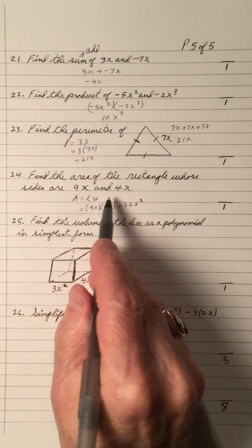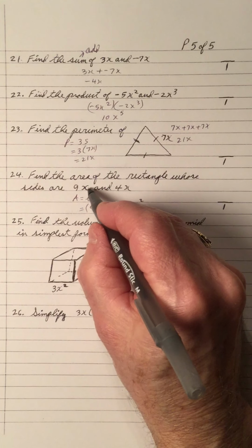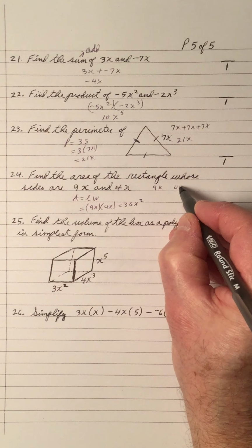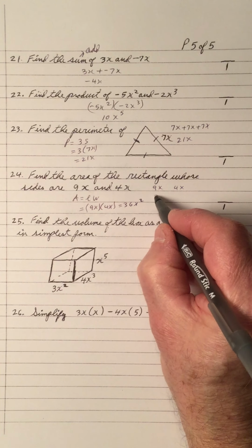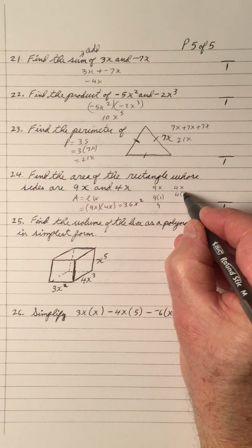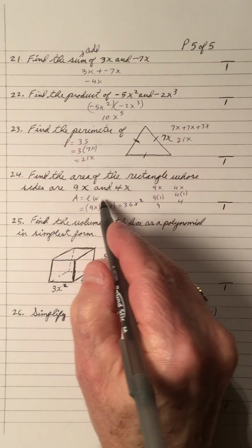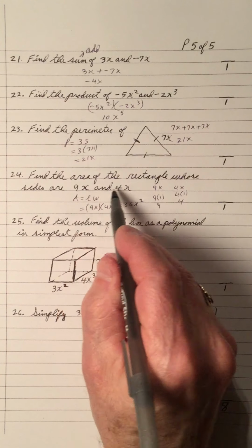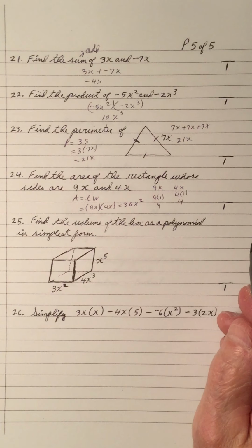And you might say, well, how do you know which one is the length? Well, if you put a 1 in the place of x, you get a 9. If you put a 1 in the place of x, you get a 4. So I know that 9x and 4x are the length and the width, but not to worry about that.